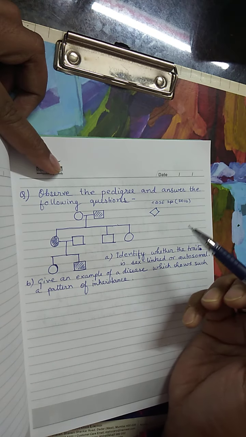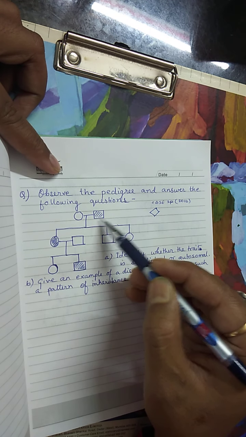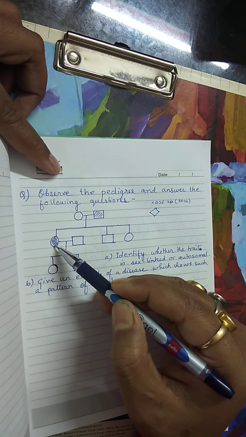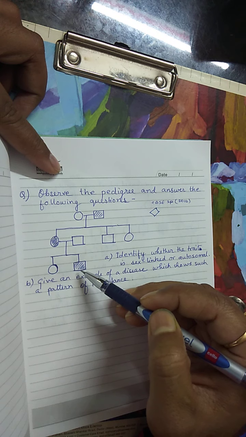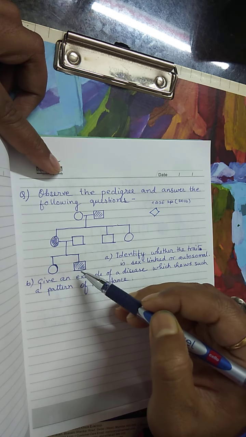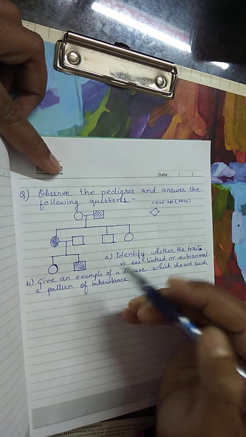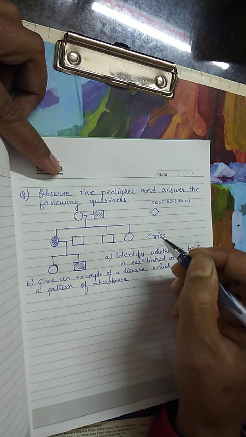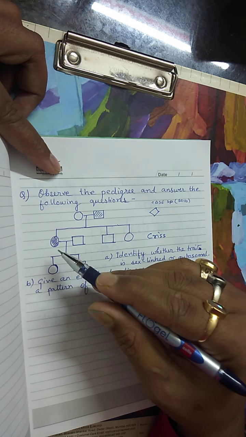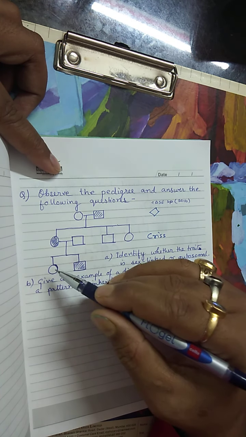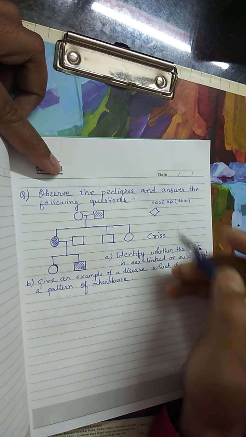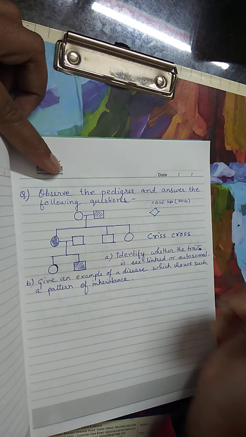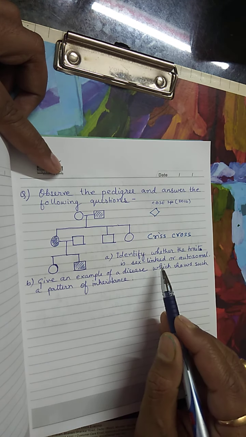For example, here the male is affected, in the next generation the female is affected, and in the next generation again a male is affected. This kind of inheritance is called crisscross inheritance. Crisscross means the trait passes from the father to the daughter, and then from the daughter it may pass to the daughter or to the son. Such inheritance is called crisscross inheritance, and it is a character of sex-linked inheritance.